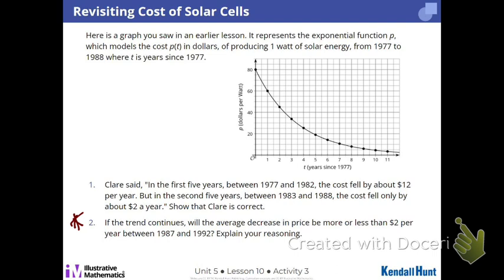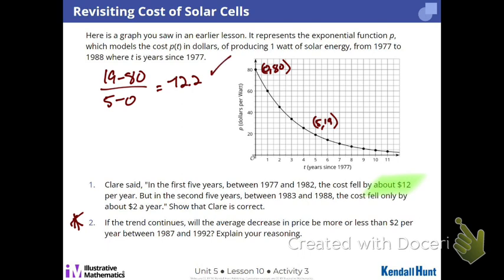Okay, let's check out Claire. Claire's looking at the first 5 years first. And I like to just go right to my graph and write my ordered pairs. I like 5, 19 there. Okay, so if it went from 80 to 19, this will tell me how the price changed for the solar panels, and that was over 5 minus 0. You don't have to do the minus 0, but that just shows the over 5 years, okay? So over 5 years, it fell by about negative $12.2. So Claire said, fell by about 12. Was she right? Yes. Check.